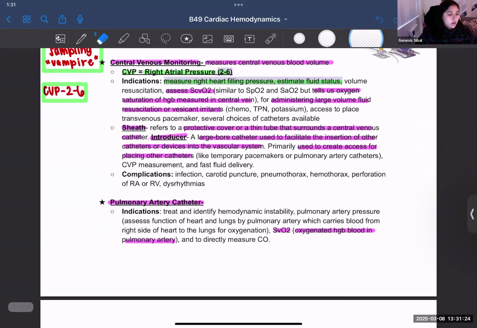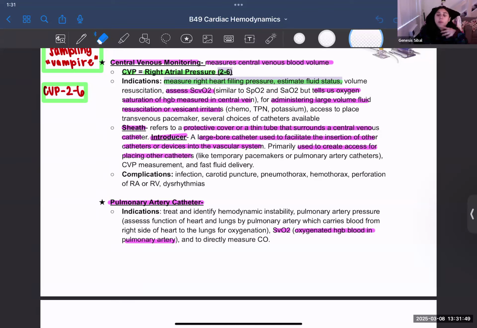So central venous pressure, it's basically CVP, right atrial pressure, 2 to 6. I memorized it. I don't know if she ever actually asked about it, so keep that in mind if you have to know these values. Basically, what we're talking about for CVP is right atrial pressure.